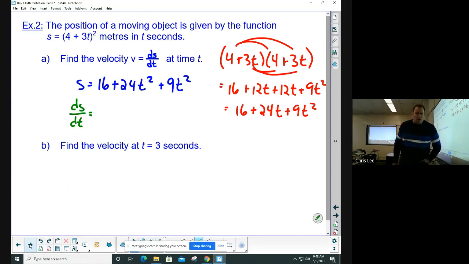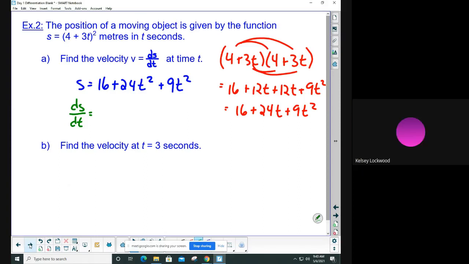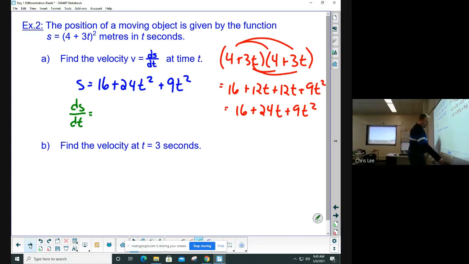Oh, I just saw a hand up, Kelsey? Is it supposed to be 24t or 24t squared? Oh, thank you. I don't know where I wrote that down. Thank you. Yeah, 24t for sure. Thanks.